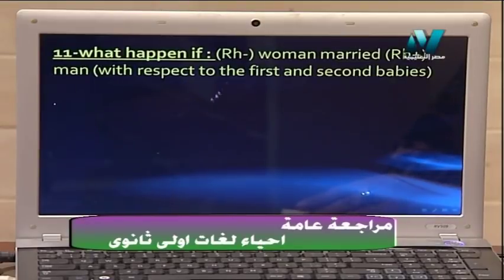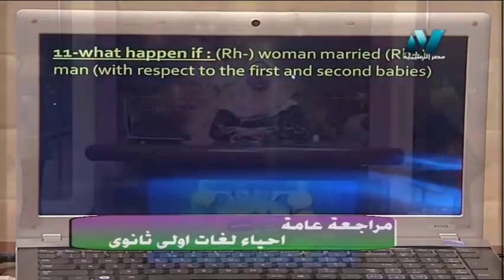What happens if a woman who is Rh negative marries a man who is Rh positive? What happens to the first and second generation? When we talk about a woman with Rh negative married to a man with Rh positive, here there is a 50% probability that the mother becomes pregnant with a child who is Rh positive. Do you know? Different: she is negative and he is positive.